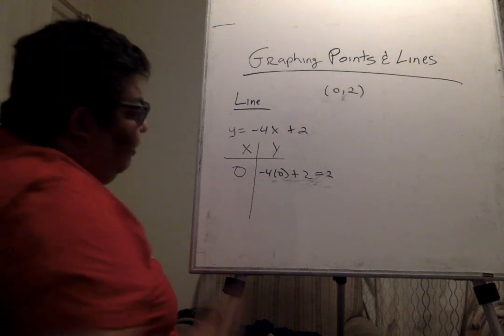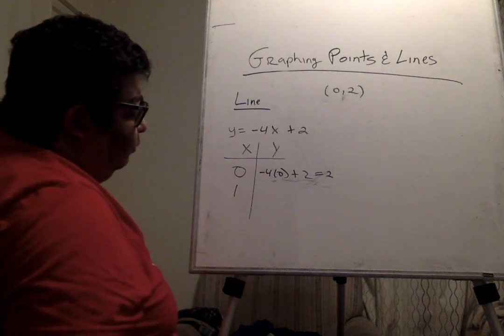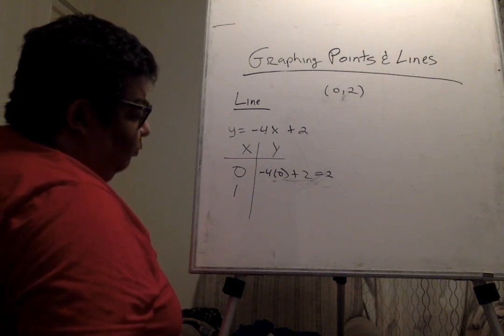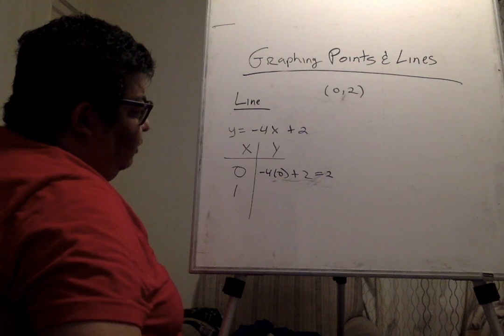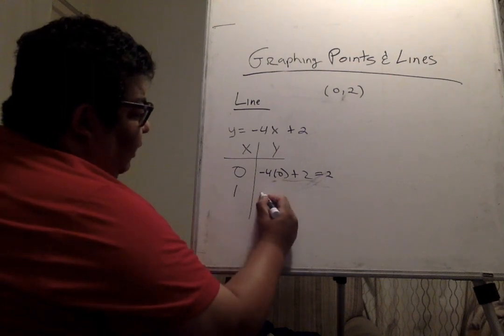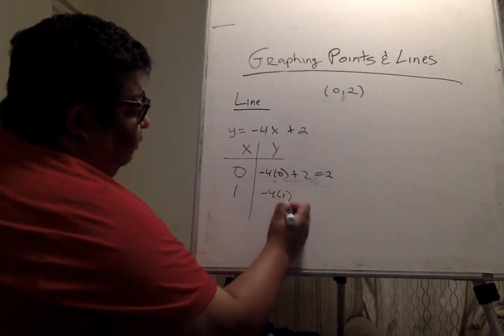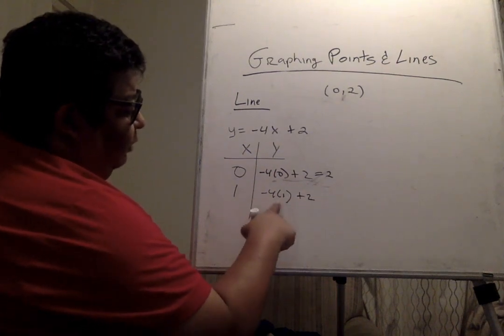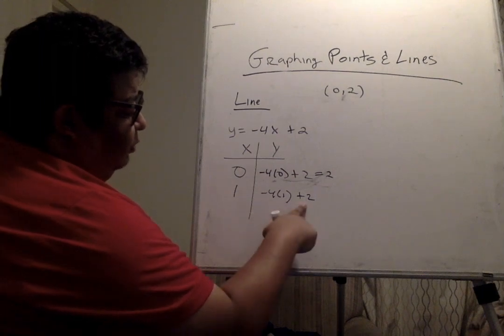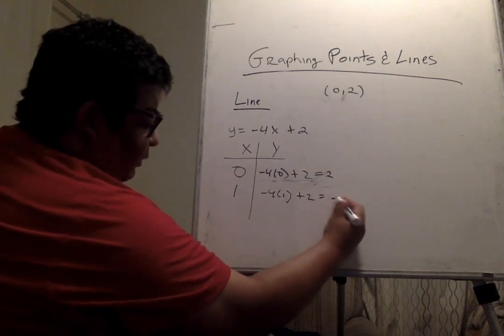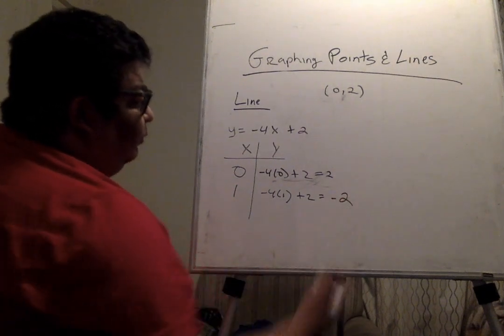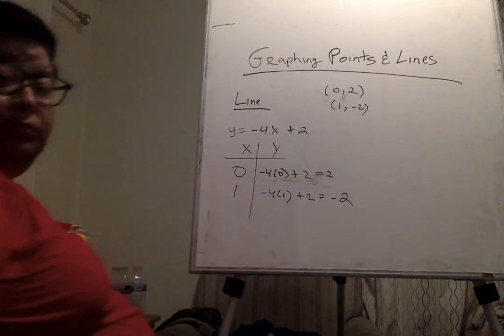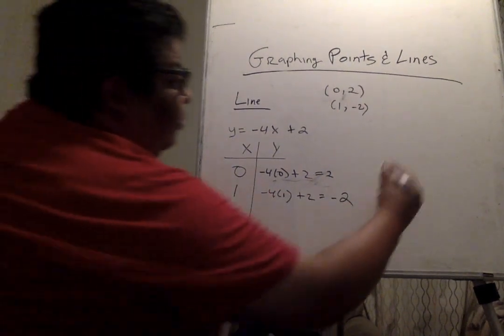Okay, the next one, I'm going to make it easier. I'm going to call it 1. So then -4 times 1 plus 2. So now we do -4 times 1 is -4. -4 plus 2 is -2. So now we have the second point. It's going to be 1, -2. Now we can graph it.